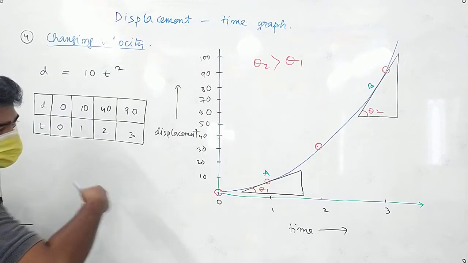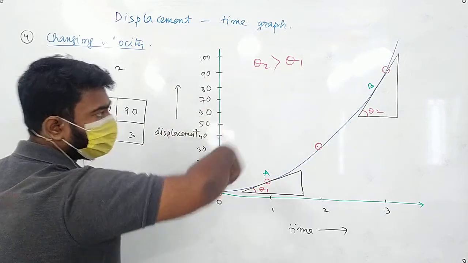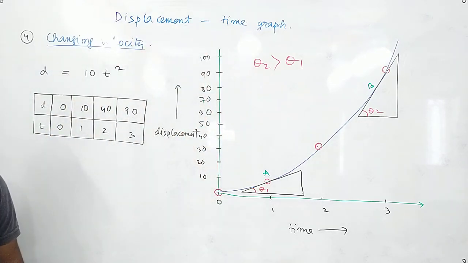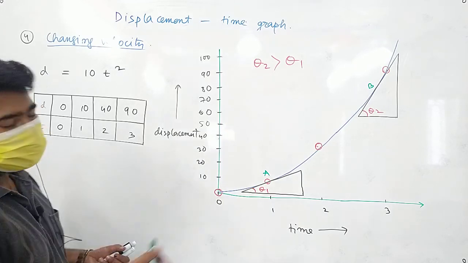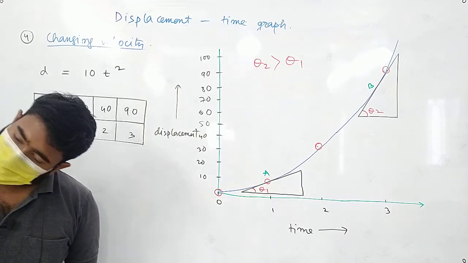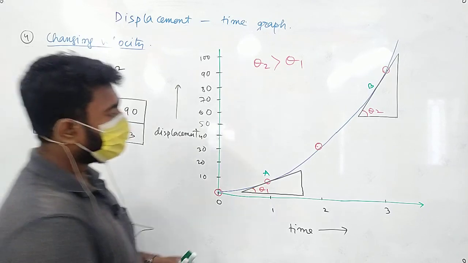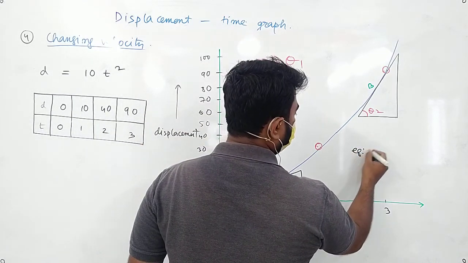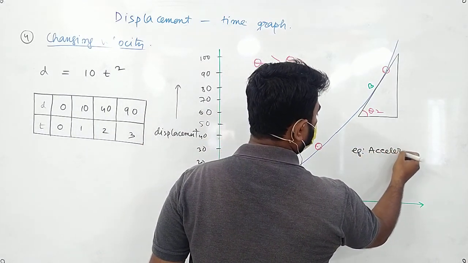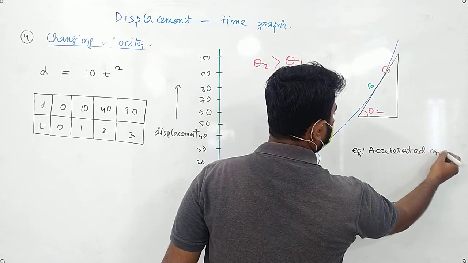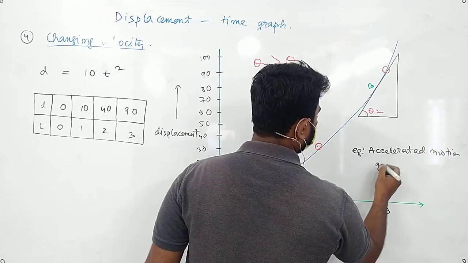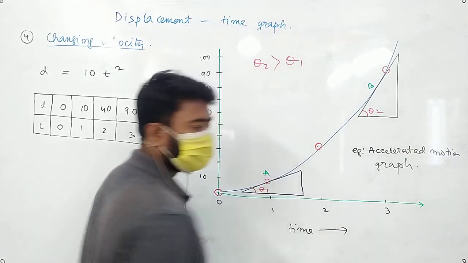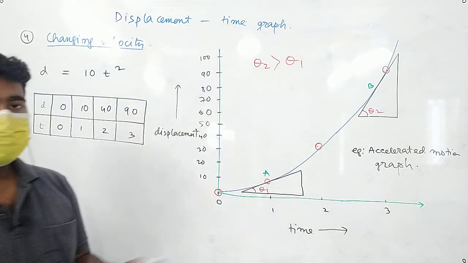So if the slope of a displacement time graph is a curved portion like this, we will say that we will get an accelerated motion. Is that clear? So this is an example of accelerated motion graph. Is the idea clear to all of you? Okay.